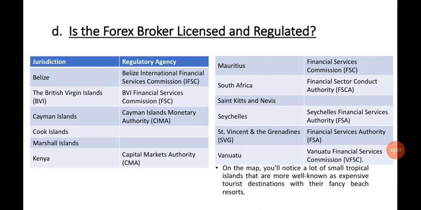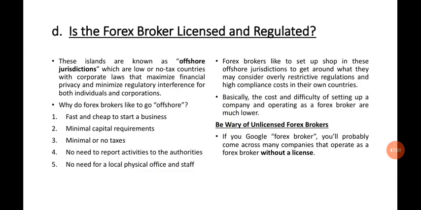On the map, you'll notice a lot of small tropical islands that are more well known as expensive tourist destinations with their fancy beach resorts. These islands are known as offshore jurisdictions, which are low or no tax countries with corporate laws that maximize financial privacy and minimize regulatory interference for both individuals and corporations.